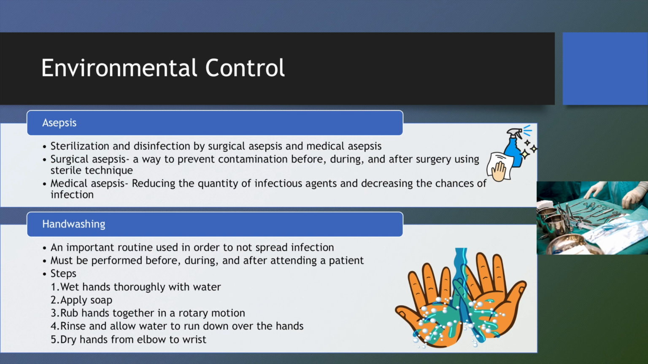Environmental control. Asepsis, sterilization and disinfection by surgical asepsis and medical asepsis. Surgical asepsis is a way to prevent contamination before, during, and after surgery using sterile technique. Medical asepsis is reducing the quantity of infectious agents and decreasing the chances of infection. Hand washing is an important routine used in order to not spread infection. It must be performed before, during, and after attending a patient. These steps are: wet hands thoroughly with water, apply soap, rub hands together in a rotary motion, rinse and allow water to run down over the hands, dry hands from elbow to wrist.